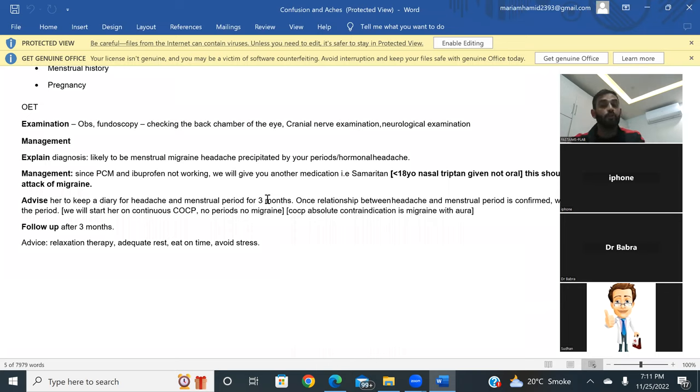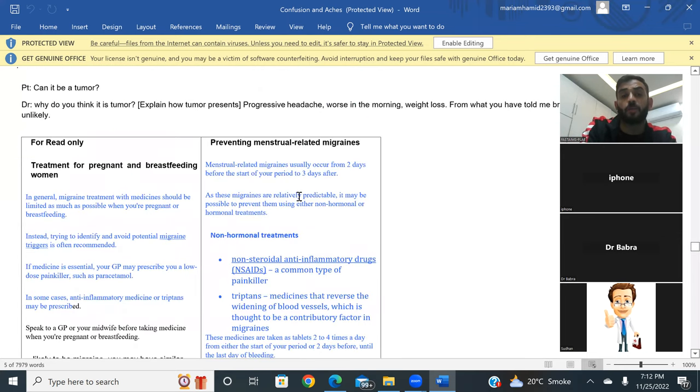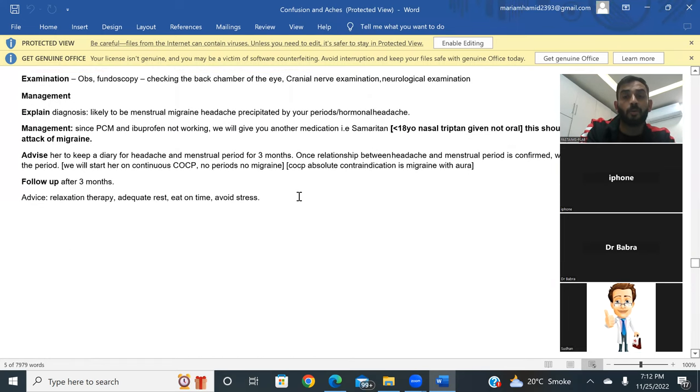And we will be giving you painkillers. And if the painkiller is not relieving, then what can you prescribe? You just read this as well: hormonal therapy and non-hormonal therapy. The first one is non-hormonal therapy. If it's not working, then you can go for hormonal therapy. What? No bleeding, no migraine. You put the patient on that.